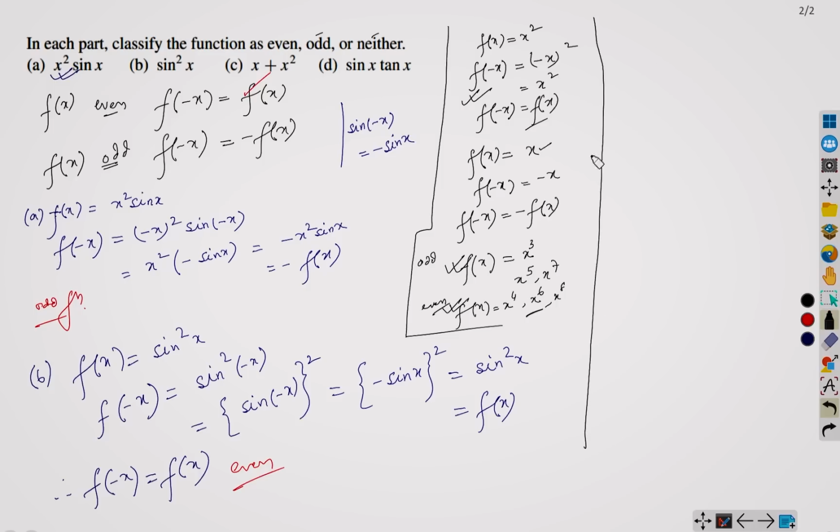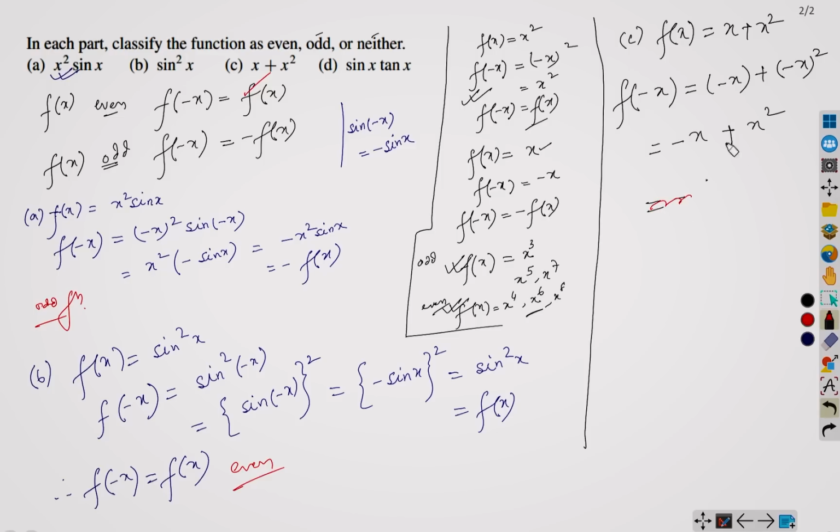Similarly, problem C, let's take f of x equals x plus x square. Replace x by minus x, very simple. We just have to replace x by minus of x, that's all, and then simplify and see what is obtained. Okay, minus of x plus x square. Now see here, we cannot write this in this form, right? Because here the function is getting completely changed. The sign is not changing only, everything is getting changed. So the function is getting completely changed. So this is neither even nor odd. Yes, so this is neither.